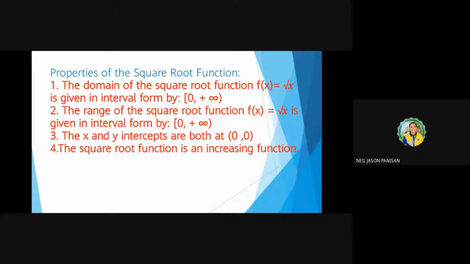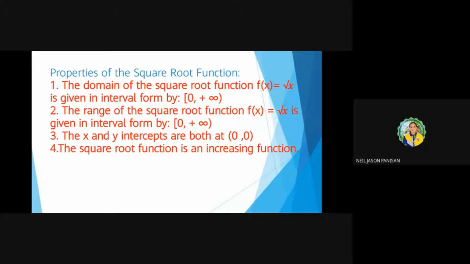And then we have the properties of the square root function. So, muna siya nga atong baga atong hinumduman to solve or to engage with the square root function. First, the domain of the square root function f of x is equal to the square root of x is given in interval form by 0 and positive infinity.